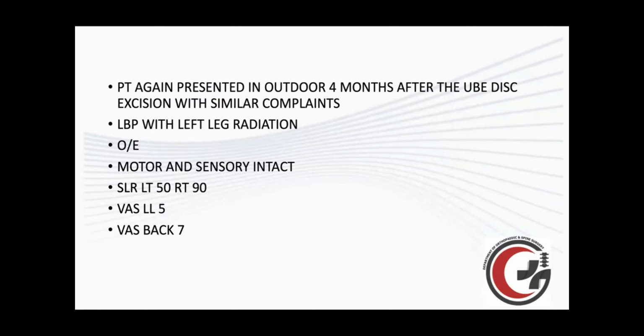But then again, she presented 4 months after the UBE disc excision with a similar complaint, with the ODI of around 74, 75, and her VAS was 5 in the lower limb, and VAS at the back was around 7, and the SLR on the left side was 50.